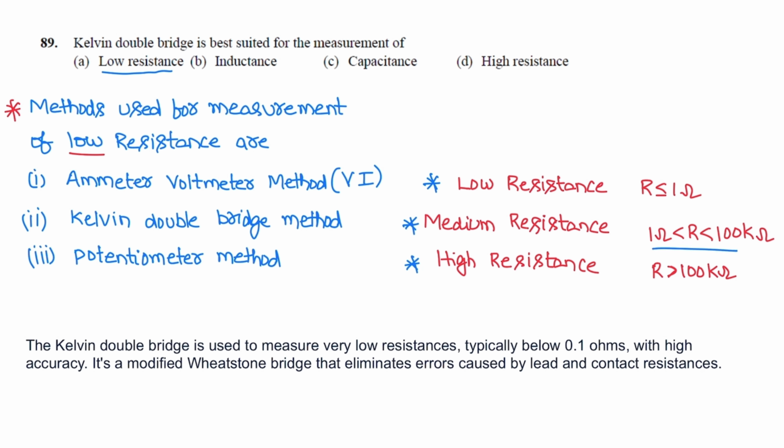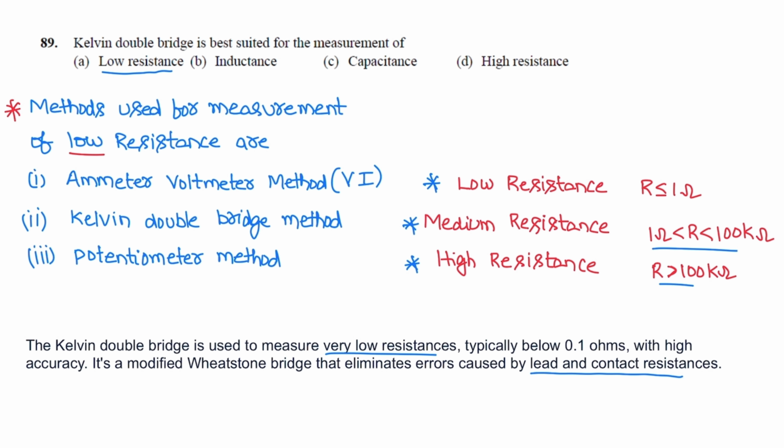This Kelvin double bridge is used to measure very low resistance, typically below 0.1 ohms, with high accuracy. This Kelvin double bridge is a modification of the Wheatstone bridge that eliminates errors caused by lead resistance and contact resistances. Correct option is A.